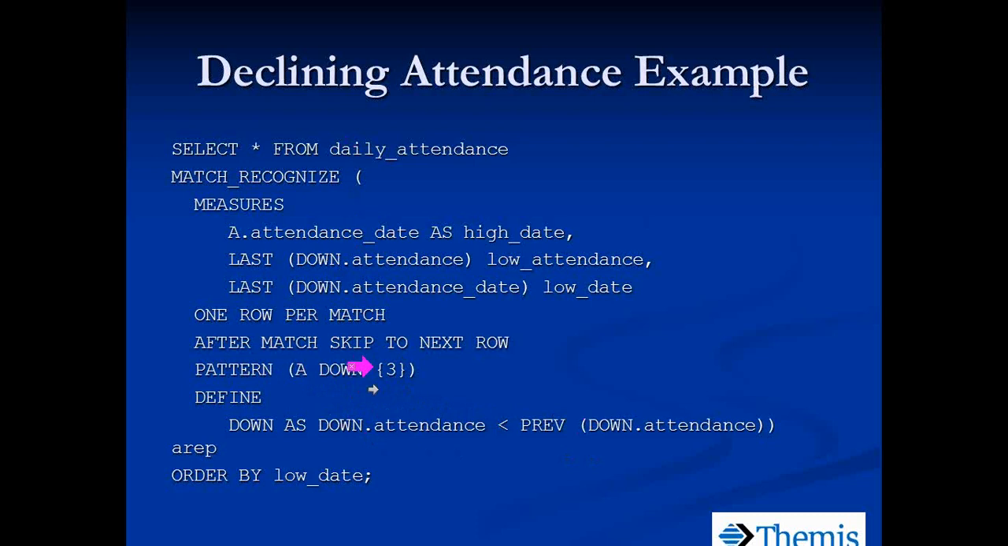Other types of things that you can put in here, and you'll see this coming up on a slide in a second, but you can have an asterisk for zero or more matches, a plus sign for one or more matches, and so on. I'll show you those coming up here in a few seconds.